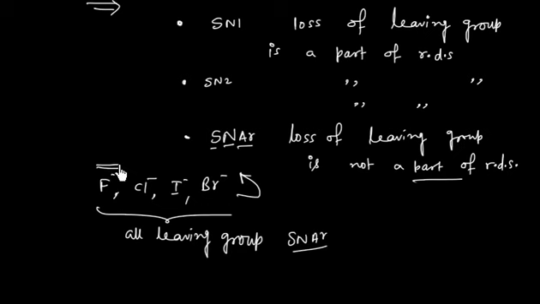But SN1 and SN2 we will not have for fluoride ion. So no SN1, no SN2, because F minus is a poor leaving group. It is not polarizable, a small ion, so negative charge is strongly held, so there is no tendency to be polarized.